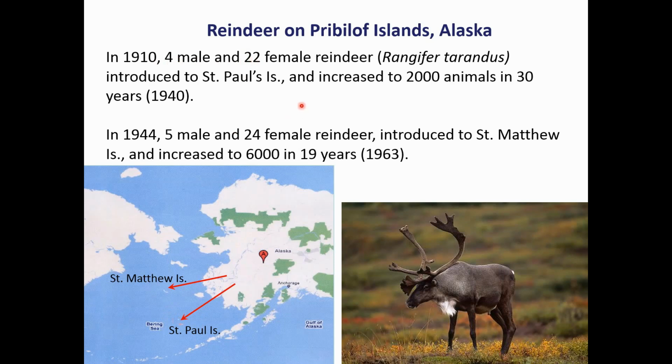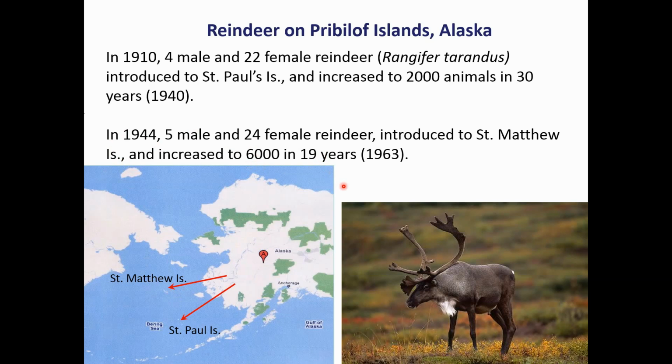This population of deer increased to 2,000 individuals in 30 years. So basically in 30 years, you've gone from 26 to 2,000. In 1944, 5 male and 24 female reindeer were introduced to St. Matthew's Island, just here, and they increased even more rapidly. They increased to 6,000 individuals in 19 years.